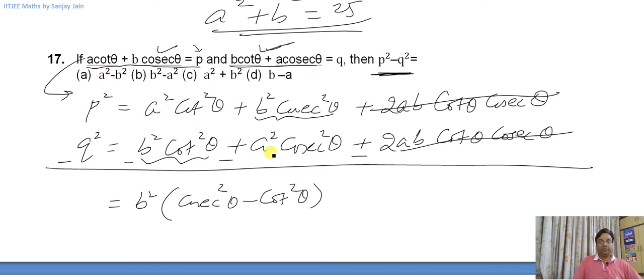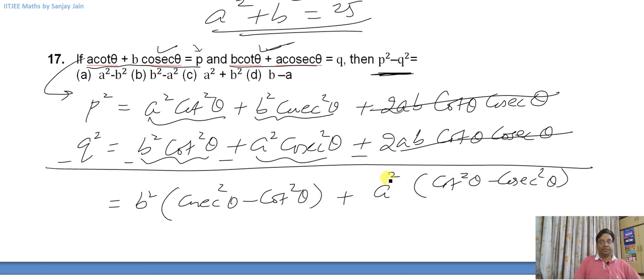So now let me subtract this term from this term. It will give me plus a squared times cot square theta minus cosec square theta. So cosec square theta minus cot square theta is equal to 1, so this will be equal to minus 1. Hence the answer that I am going to write is b square minus a square.